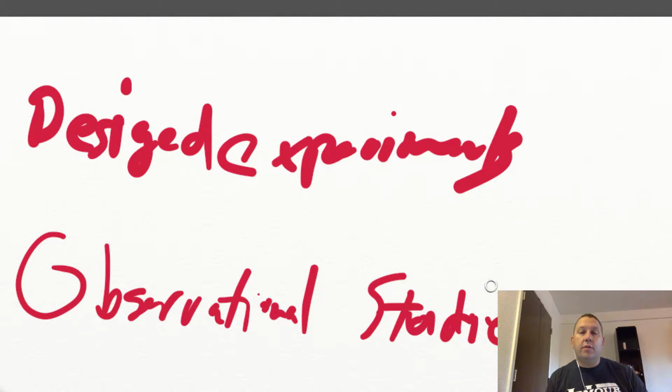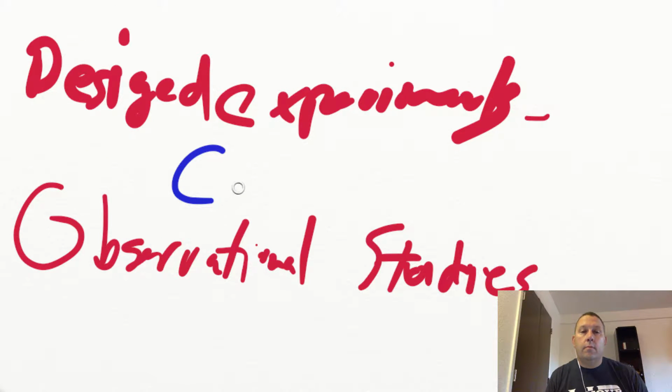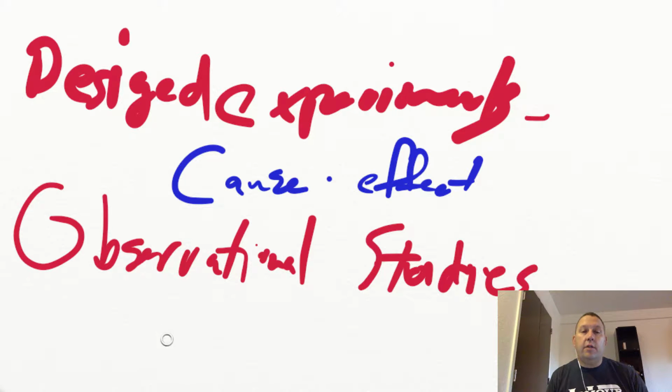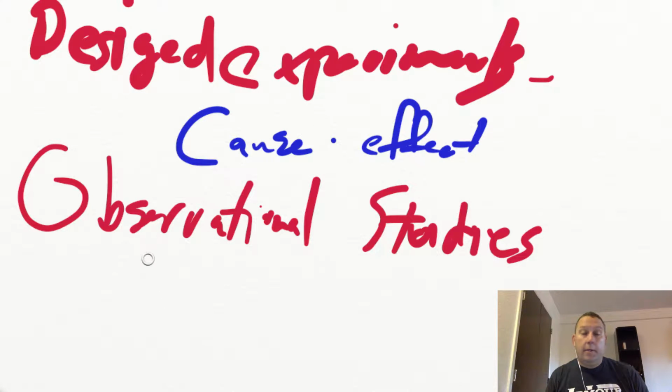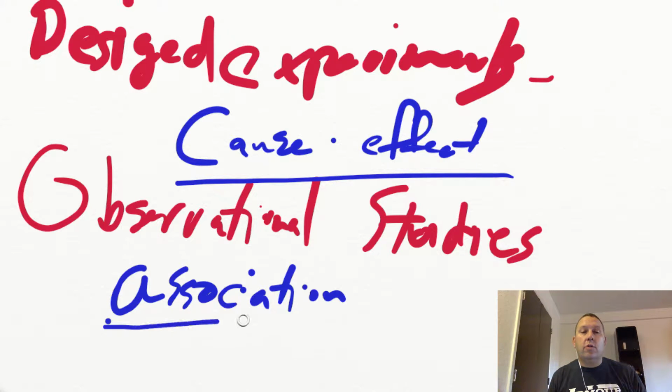So observational studies. Designed experiments are the only way that we can show cause and effect. Observational studies are how we show nothing more than an association, that a relationship exists. In history, there have been a lot of things that people have looked at and said, look at this, what's going on. And they say cause and effect, but what they're really doing is just noticing an association.